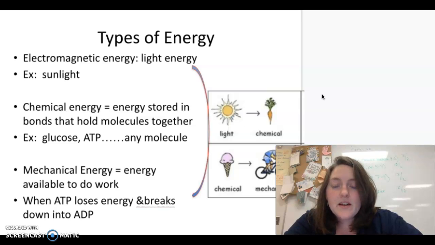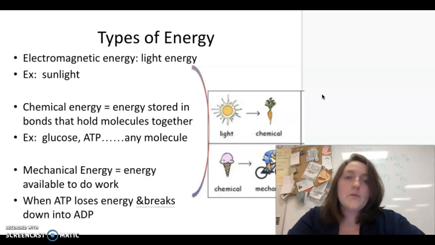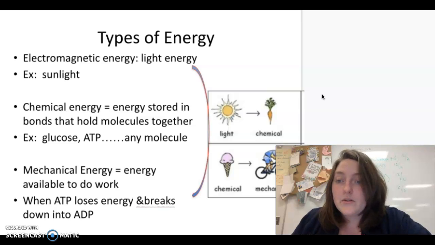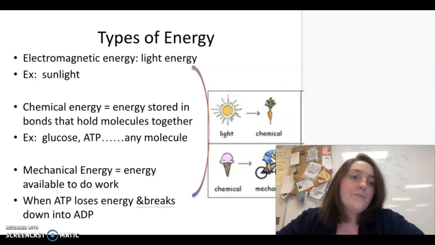So this would be like mitochondria working. Oh, well, no, not the mitochondria working. Apologize, not that. It would be like riding a bike, the cell going through its normal functions, things like that. So that's your example. So sunlight for electromagnetic, glucose, ATP, and biking, blinking your eyes, your heart beating, your cells going through the normal processes for mechanical.